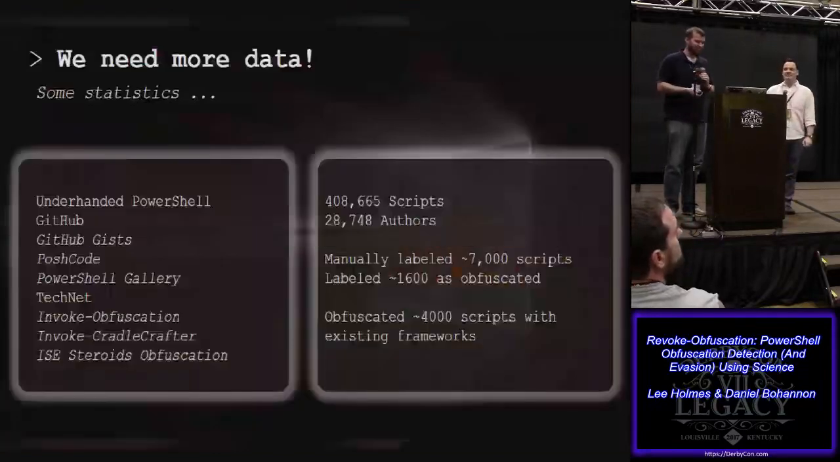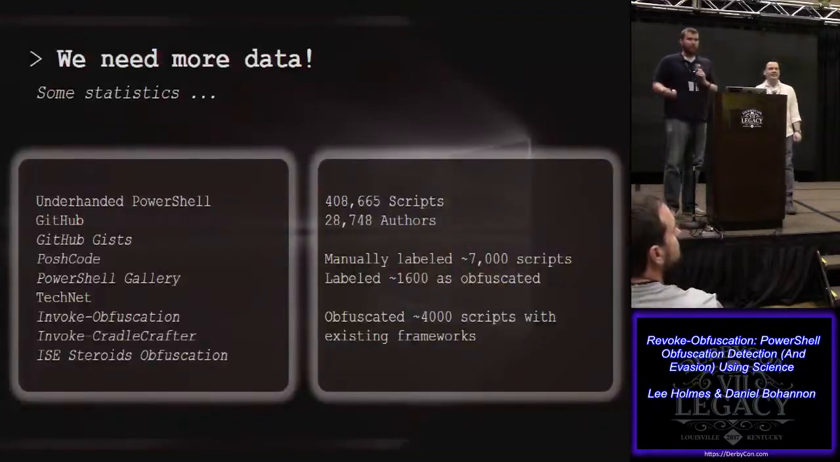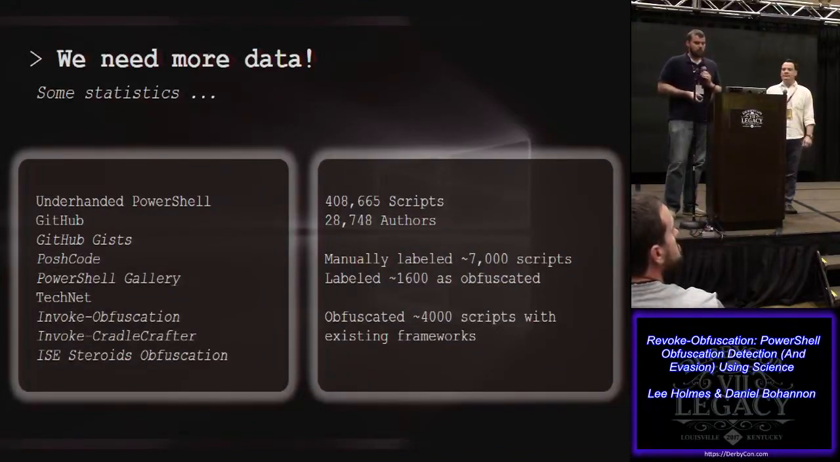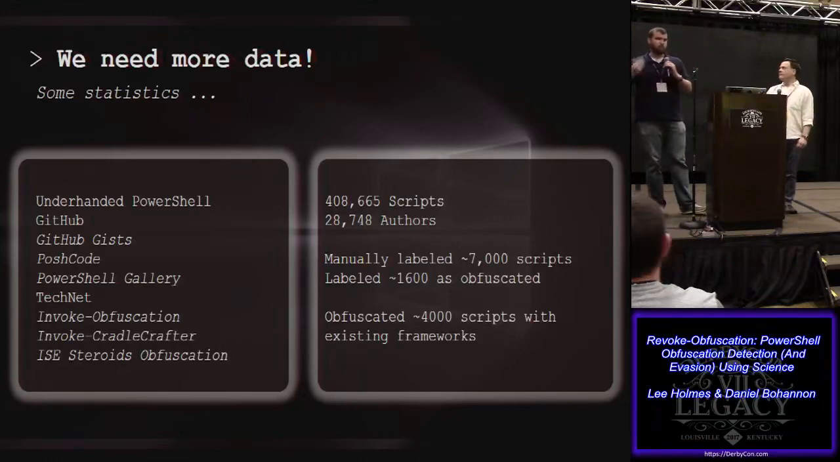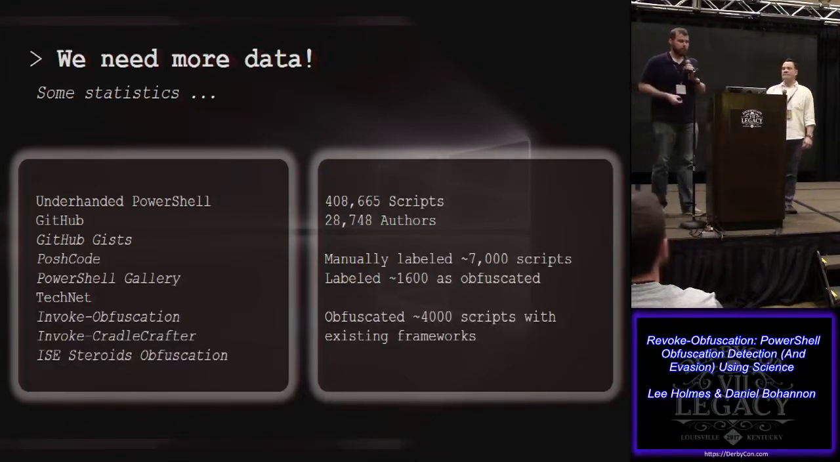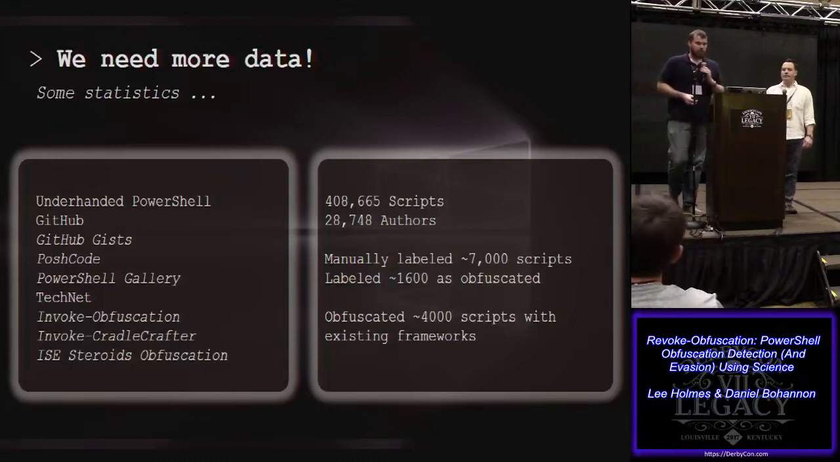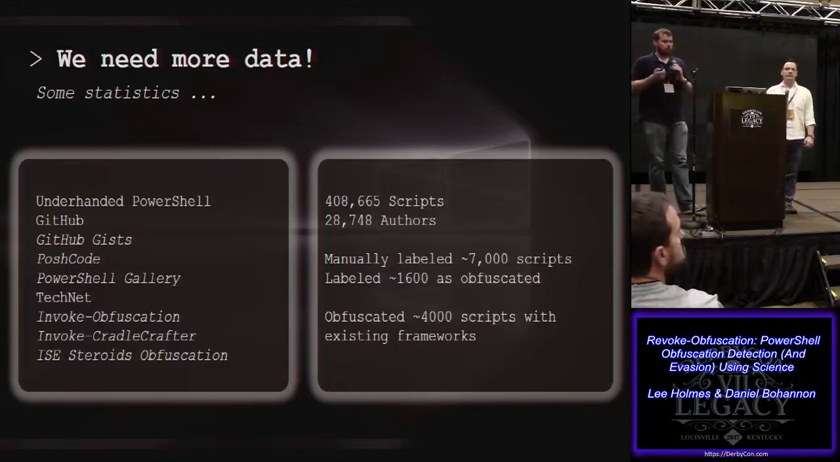So anyways, we got a lot of data. We got a lot of scripts from a lot of places, over 400,000 scripts, over 28,000 authors, and then we also contributed about 4,000 randomly selected scripts and ran them through different obfuscation frameworks to add to our data set. And the interesting part here is that we manually labeled about 7,000 scripts.